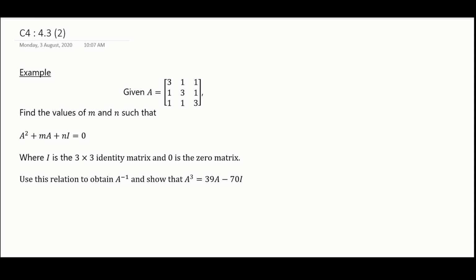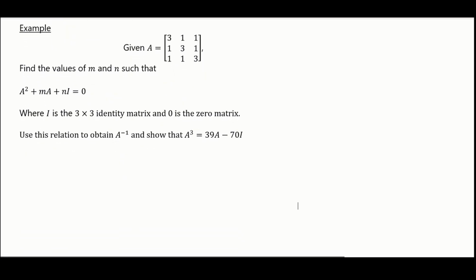Given the matrix A with elements 3, 1, 1, 1, 3, 1, 1, 1, 3, find the values of m and n such that A squared plus mA plus nI equals 0, where I is the 3 by 3 identity matrix and 0 is the zero matrix. That is the first part of the question. The second part is to find A inverse, and the third part is to show that A cubed equals 39A minus 70I. So we do the first part first. We need to find the values of m and n.